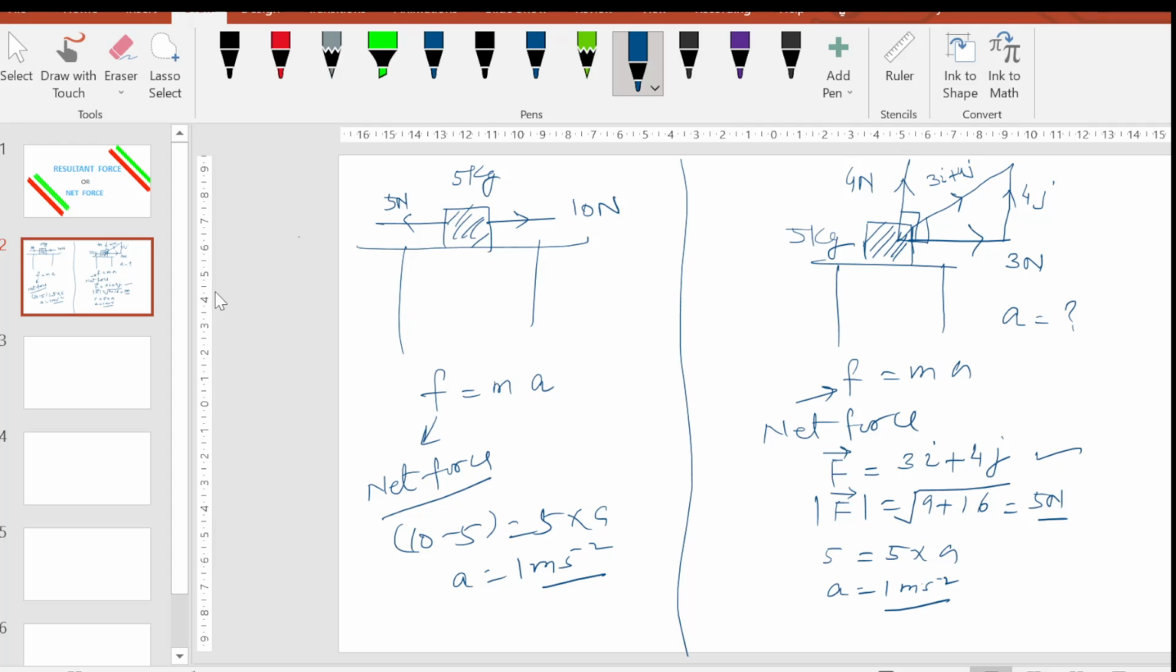What is the angle or the direction of this force? Because along this direction only the acceleration will work. So tan theta will now become 4 by 3, because 4 is perpendicular, 3 is base. So theta will be tan inverse 4 by 3. And finally, I can find out that the direction of acceleration will be along the direction of this force. So the value of theta will be tan inverse 4 by 3.